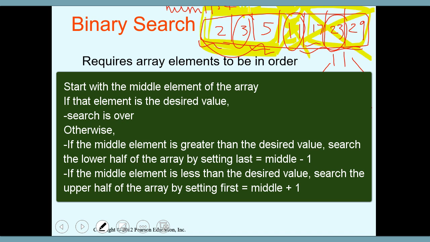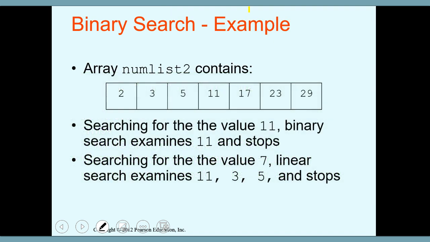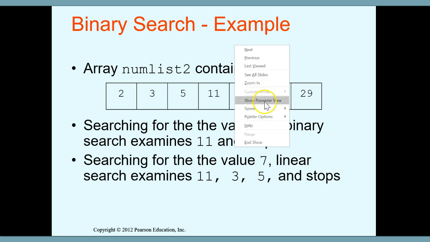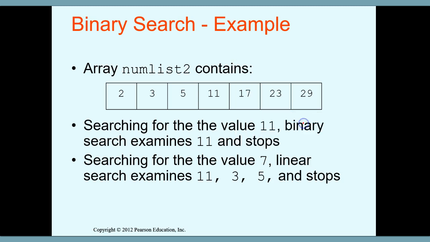The best way to do this is with examples, I think. So let's go ahead and do some more examples. So here is numList, and it's got a 2, 3, 5, 11, 17, 23, and 29. I'll go ahead and fill in the indexes too. Index 0, 1, 2, 3, 4, 5, and 6.